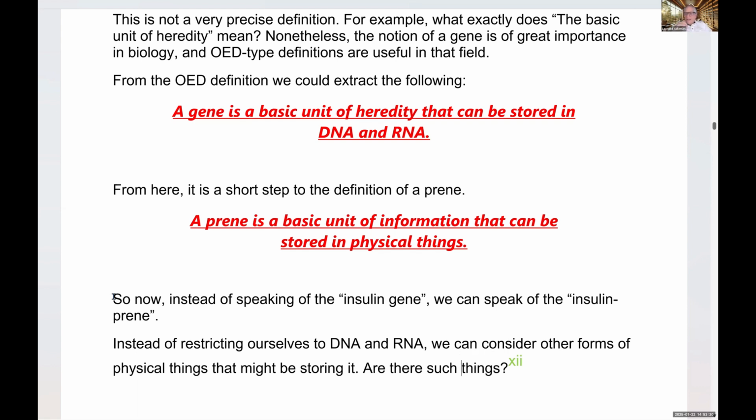Okay, so the insulin gene, if we look at the definition of gene, is something we would find stored in DNA or RNA. We could find it in either of those places. When we look at the insulin preen, we're saying that it can be stored in physical things, but we haven't restricted our attention to RNA and DNA, just physical things. So, in fact, are there such things where the insulin preen is actually stored, which is not RNA and not DNA? Nathan, you look like you have an answer.